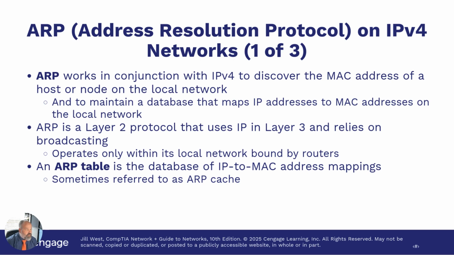Now we move on to Address Resolution Protocol on IPv4 networks, which is shortened to another acronym called ARP. And ARP is like the phone book of networking. It works with IPv4 to find MAC addresses on the local network. Kind of like when you know someone's name, that would be the IP address, but you don't know their phone number. The phone number would be their MAC address. ARP broadcasts a message saying, hey, who has this phone number? And the device responds, that's me. Here's my MAC address. It's a layer 2 protocol that relies on broadcasting, basically shouting across the digital neighborhood.